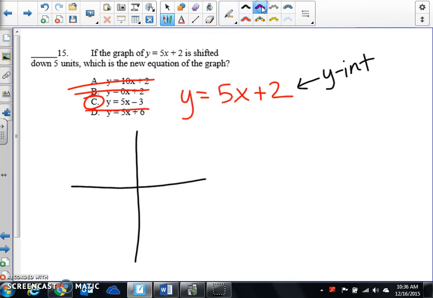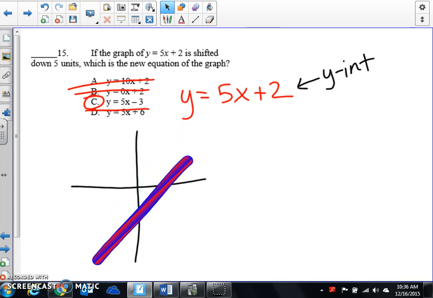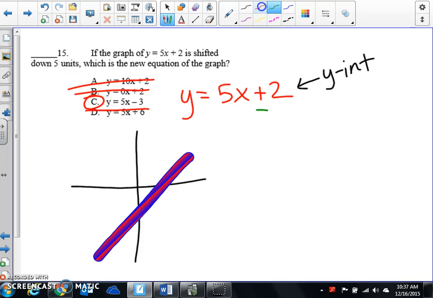let's use this little guy. So currently plus 2, it looks something like that. We wanted to shift it down 5 units, so all I could do is 1, 2, 3, 4, 5. So you're just changing where the y-intercept is, but the slope is not changing at all. So if you want to shift it down 5 units, you just subtract 5 from the b, giving you y equals 5x minus 3. That's why.